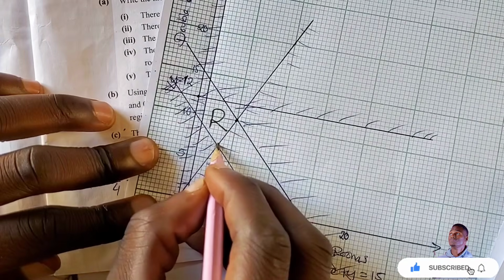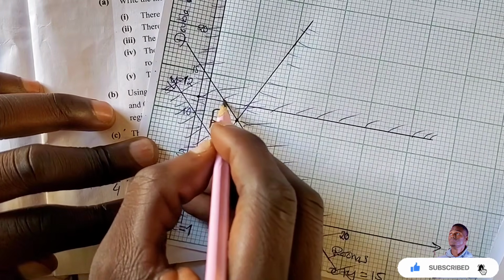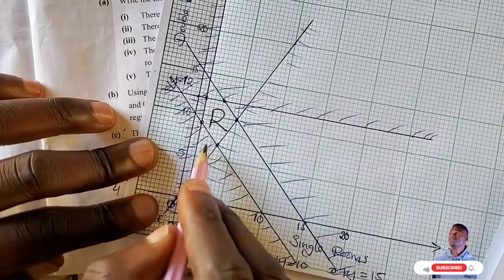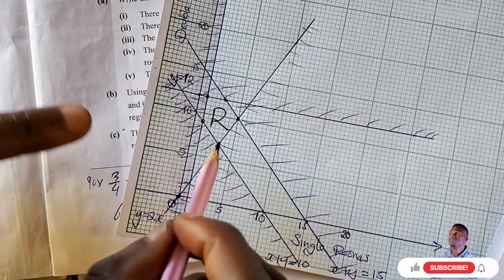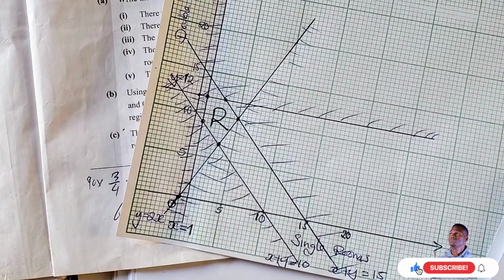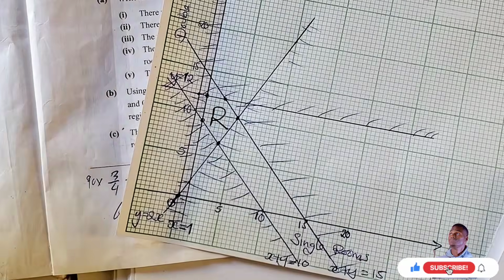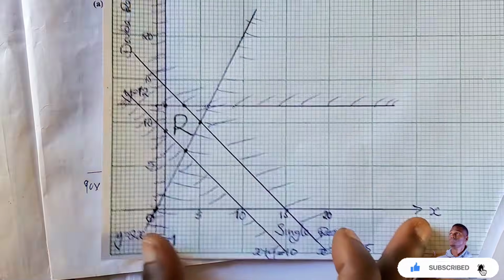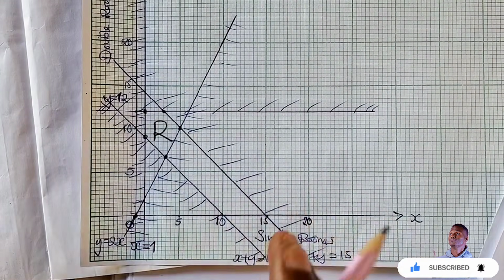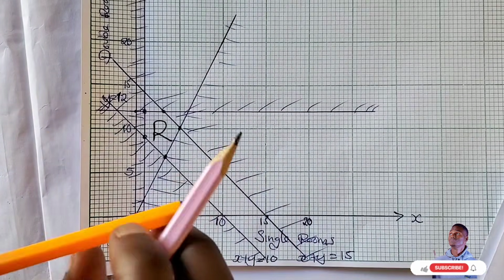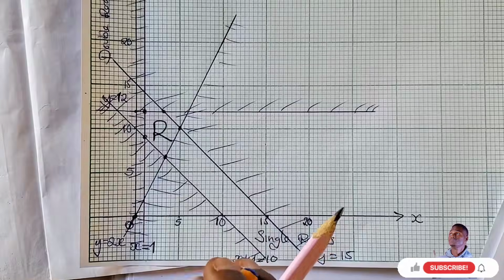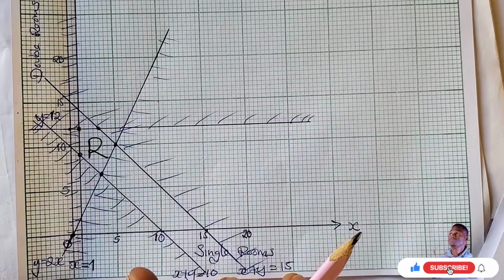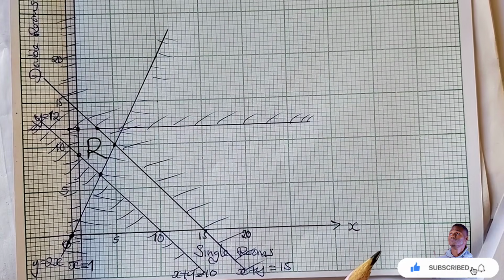It has vertices 1, 2, 3, 4, 5. Why is this important? We are going to use this to come up with the maximum profit. Okay? So you are done. This is the inequality. Are we together? Yes, sir. This is the inequality.